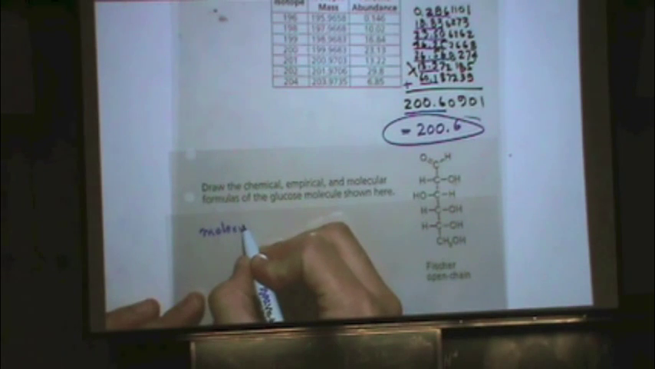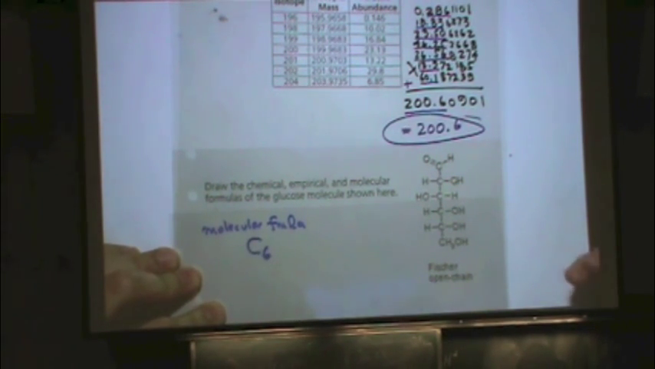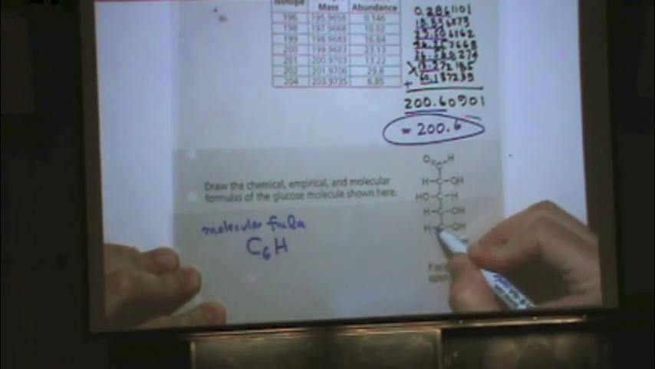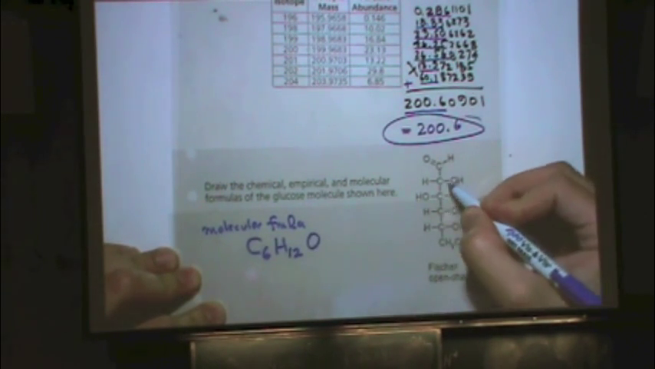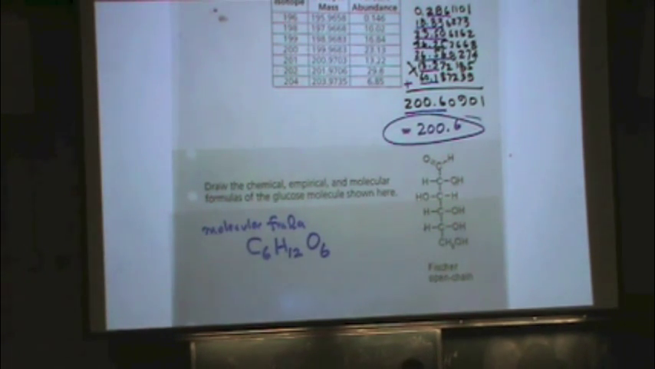Molecular formula is a list of each atom and the number of atoms included. So it's a pure list. So carbon, there's 1, 2, 3, 4, 5, 6. C6. Hydrogen, there's 1, 2, 3, 4, 5, 6, 7, 8, 9, 10, 11, 12. And then oxygen, 1, 2, 3, 4, 5, 6. There we go. That's my molecular formula. It's a list of each atom and the number of atoms that exist.